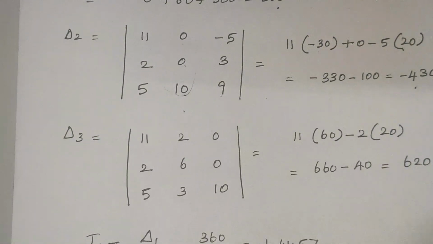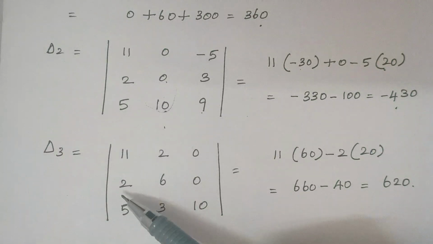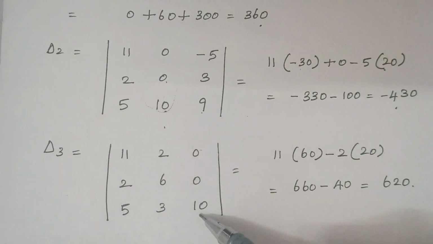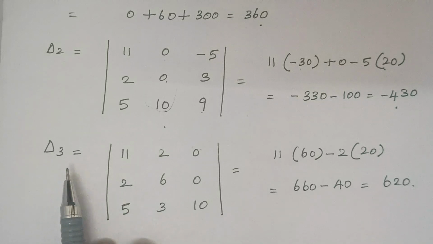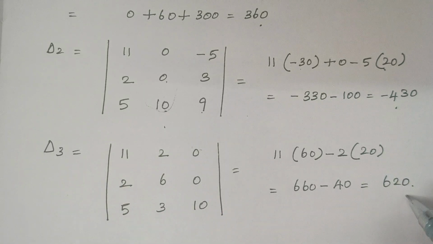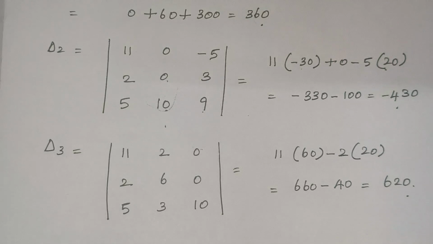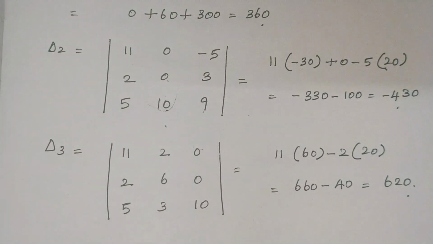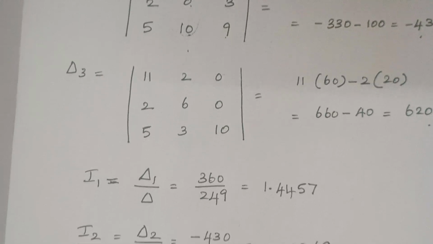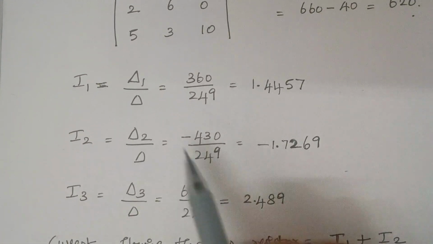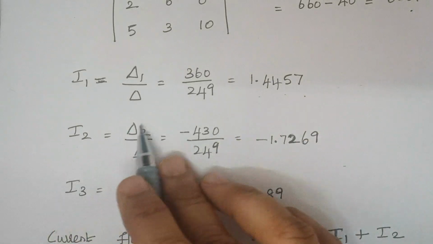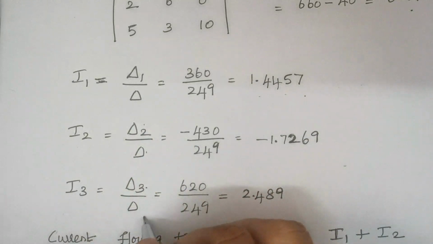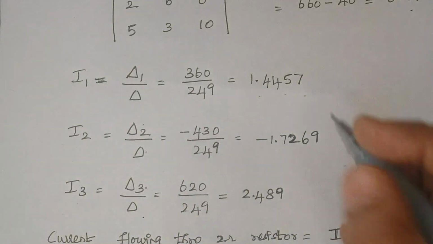And regarding del 3, again the first and second columns remain the same, and the third column is replaced with the voltage source here. So again when you rewrite the things, the final value of del 3 is calculated as 620. Right. Now we are going to calculate the values of I1, I2 and I3. Here the formula is I1 is given by del 1 by del. Therefore here it is 1.4457, and I2 is del 2 by del, and I3 is del 3 by del. Right. Just calculate all the values here.